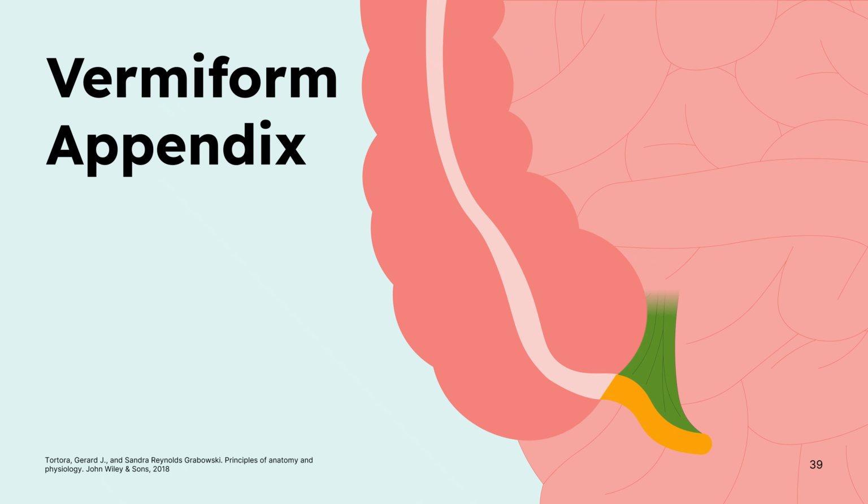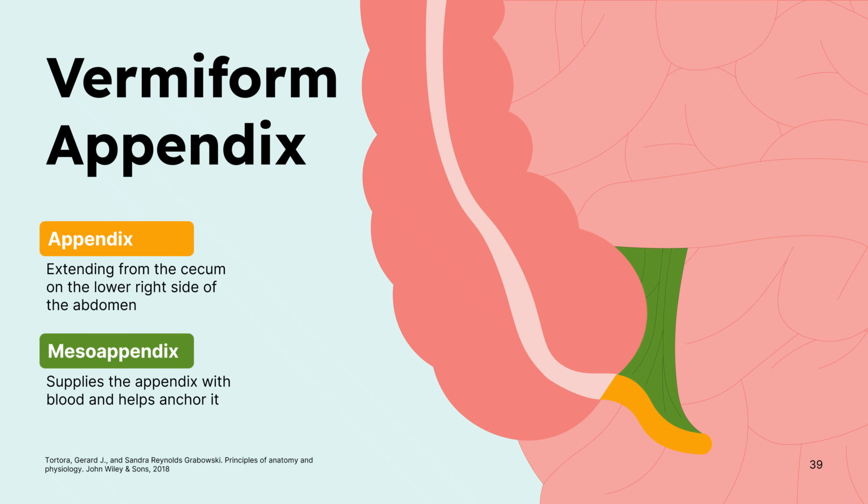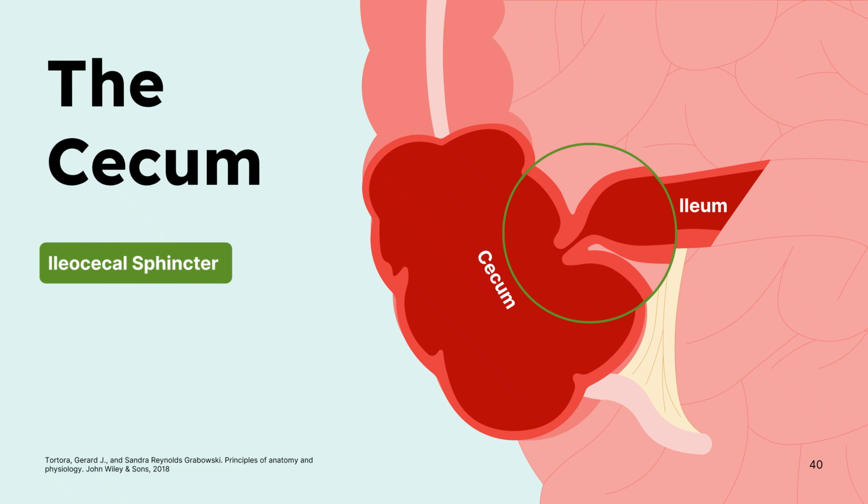The vermiform appendix, commonly referred to as the appendix, is a small, tube-like structure extending from the cecum on the lower right side of the abdomen. It is connected to the ileum by a fold of mesentery known as the mesoappendix, which supplies the appendix with blood and helps anchor it within the abdominal cavity. The cecum is located at the junction of the small and large intestines. Within the cecum lies the ileocecal sphincter, a muscular valve that prevents the backward flow of ingested material from the cecum into the ileum.